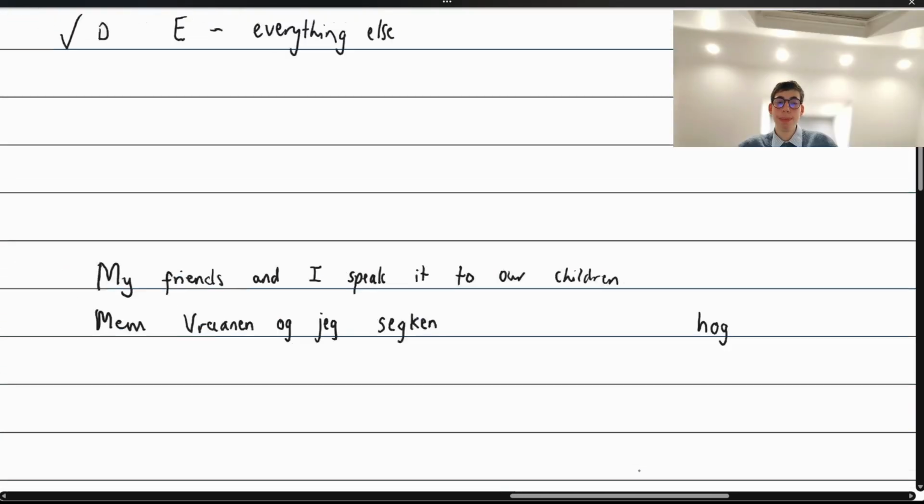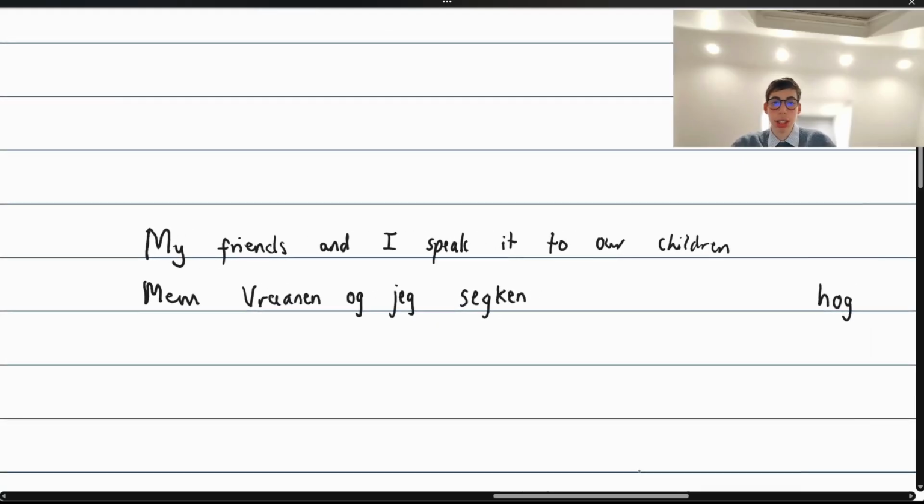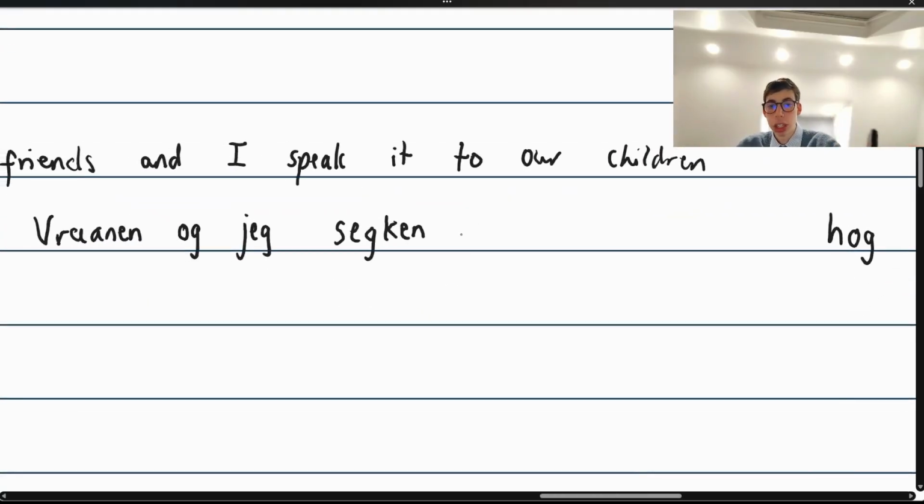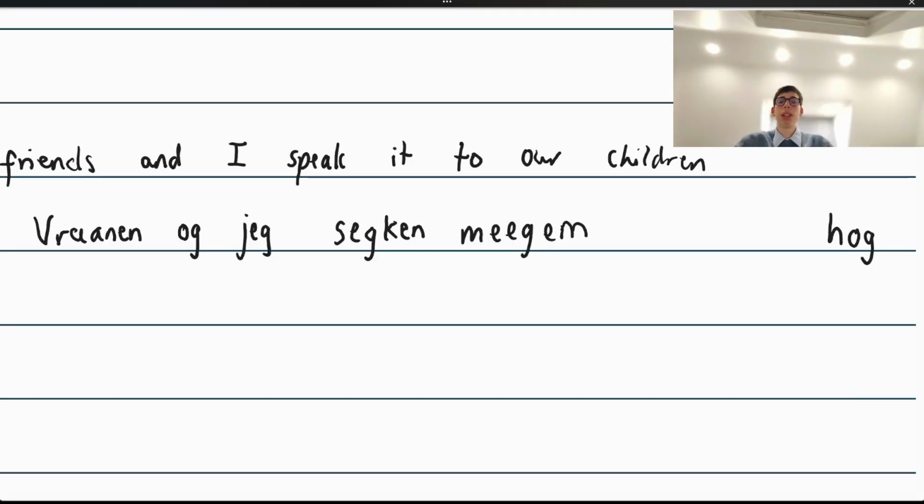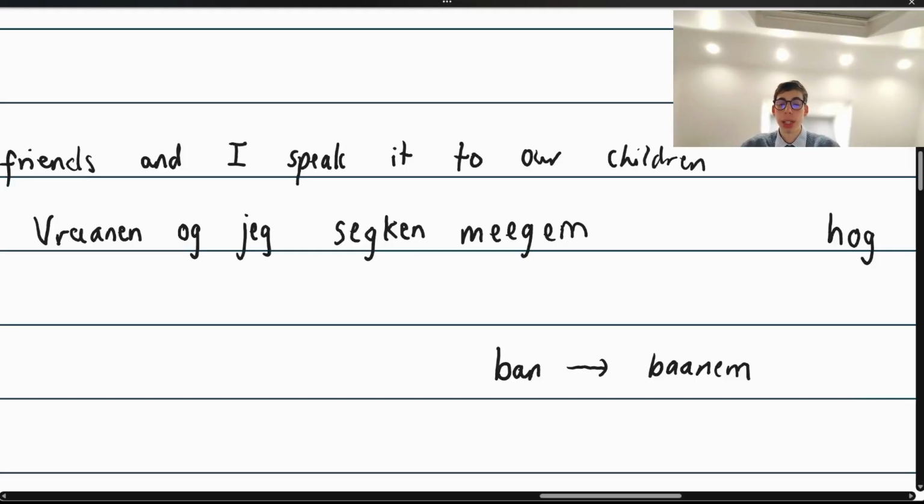So remember, just as men never changes, does it? Mem is never going to change either. So R is still going to be mem. Now, remember that child is barn. The plural is barnen, but this is in the dative case. The dative case, we're going to need our strong plural. Our strong plural has the letter M at the end instead of N. You'll get used to that when we keep doing it.